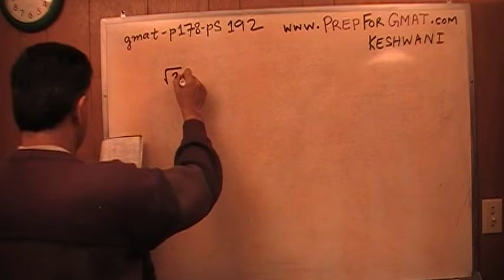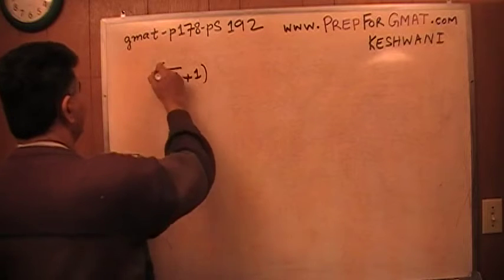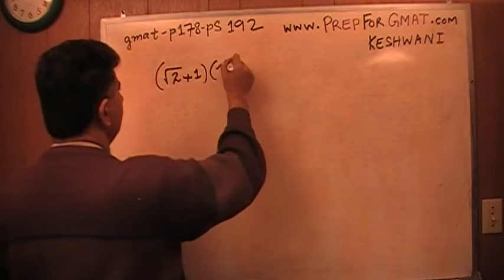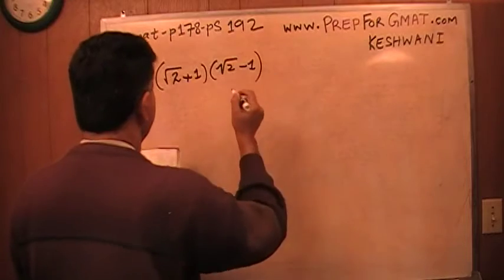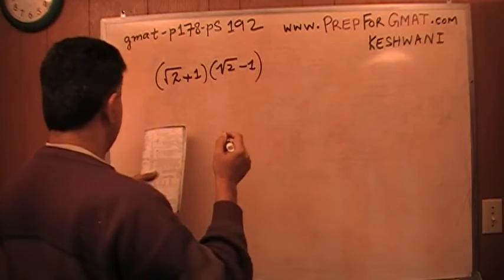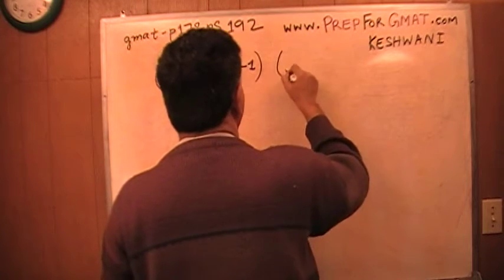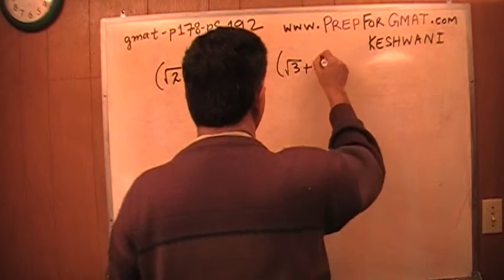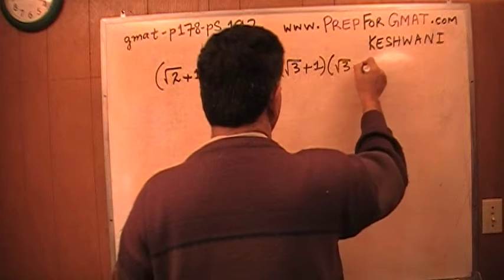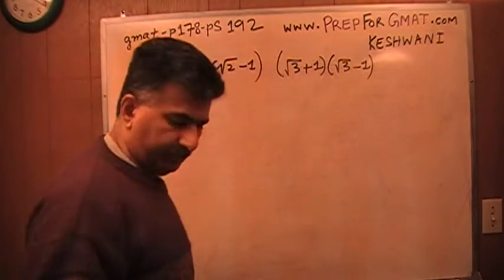Root 2 plus 1 times root 2 minus 1, times root 3 plus 1 times root 3 minus 1. That's what they're asking for.